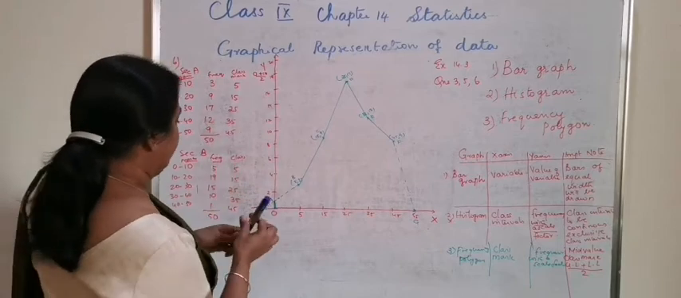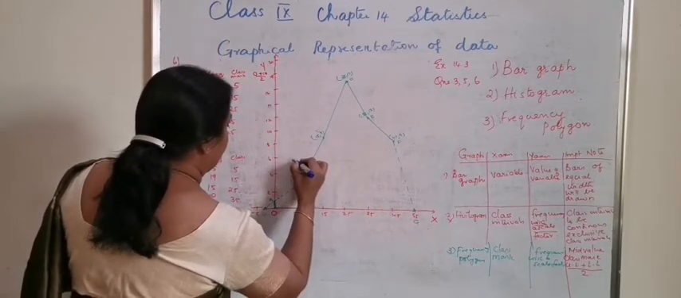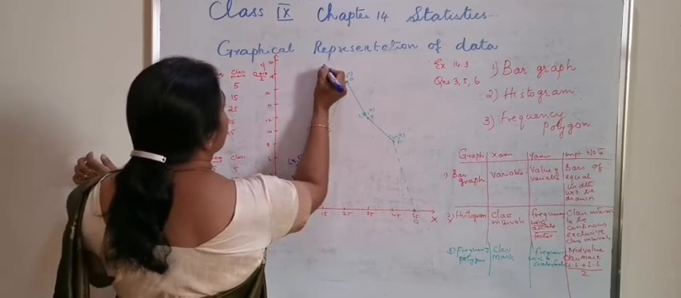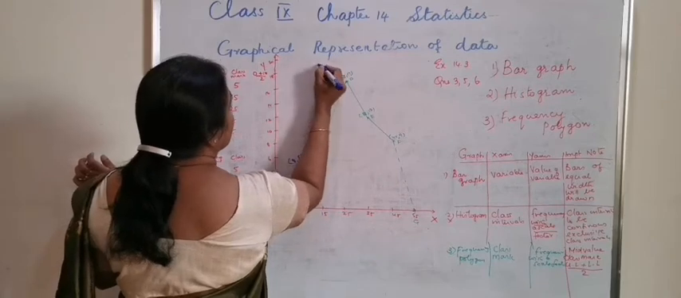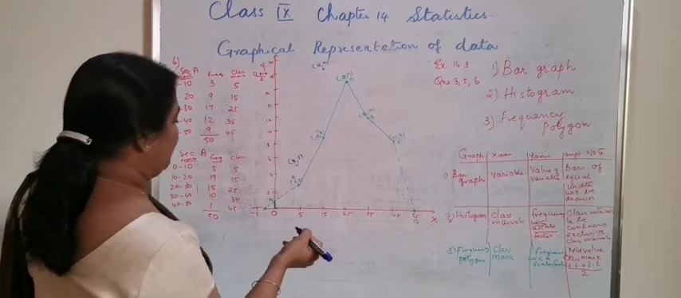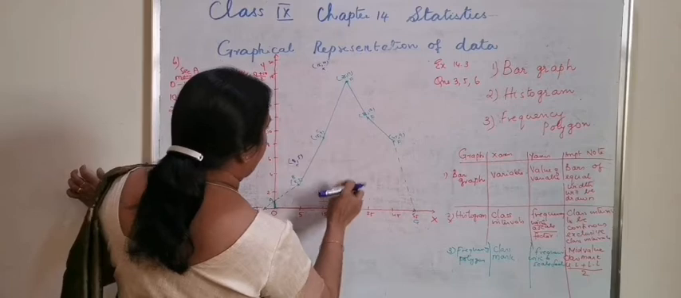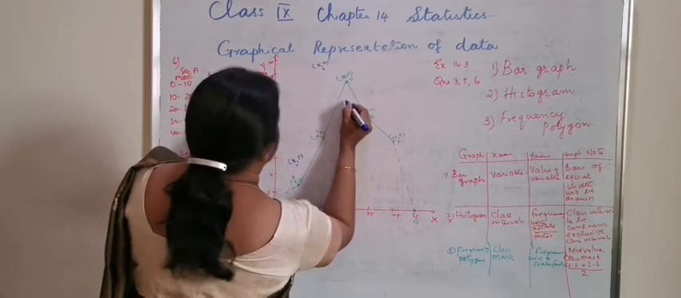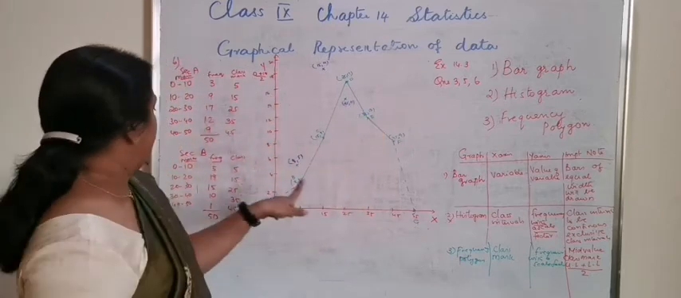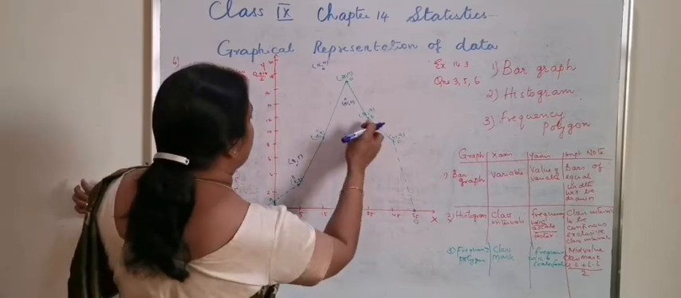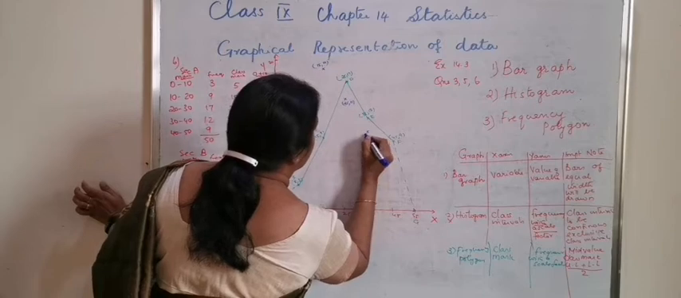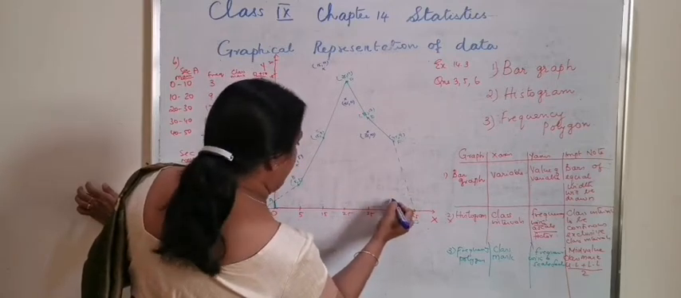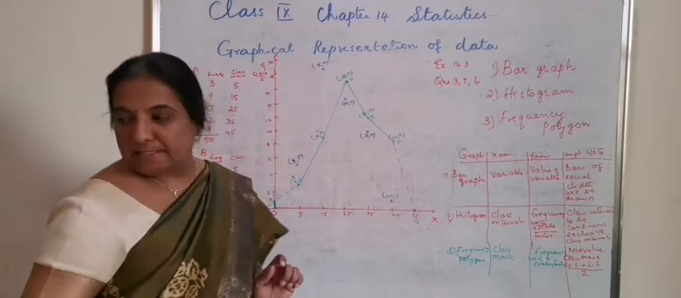For the second polygon, the points are 5, 5; then 15, 19; the third one is 25, 15; the next one will be 35, 10; and 45, 1. Let's join them.